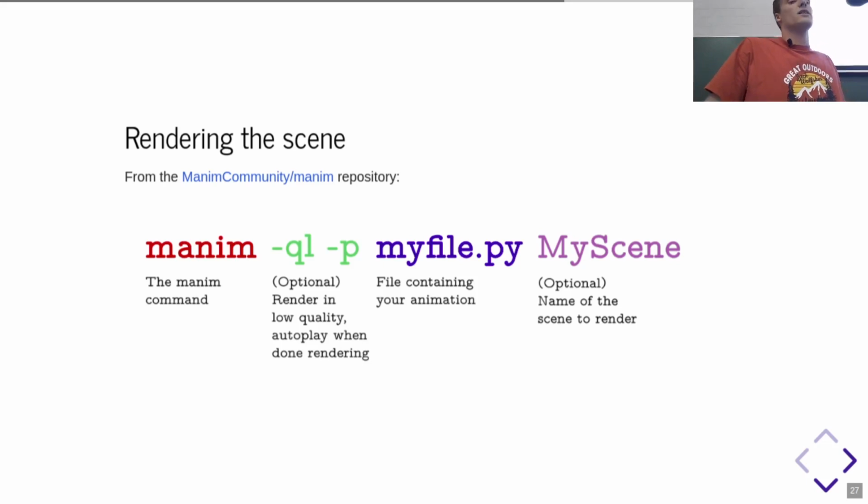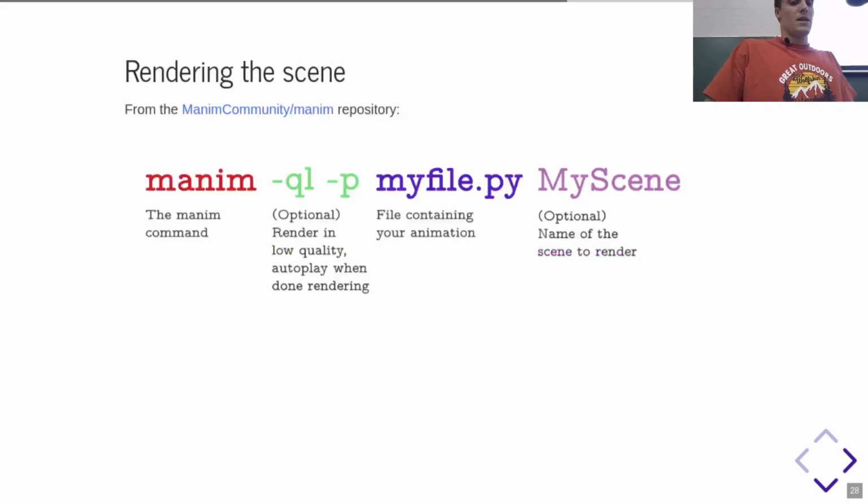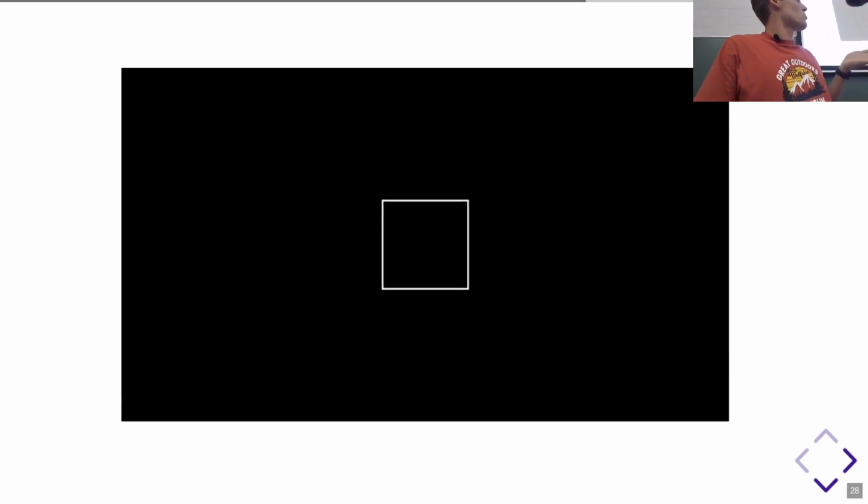And if the file contains more than one scene, you have to say which scene or scenes you want to render. So here I have my file, which is called myfile.py. I have my scene, which is called myScene. And if I did everything correctly, I should have that. So you have the square, you rotate, you change the color, then you circumscribe, and then you uncreate. And as you can see, as in the previous example, you can create very easily precise animations that look very appealing.